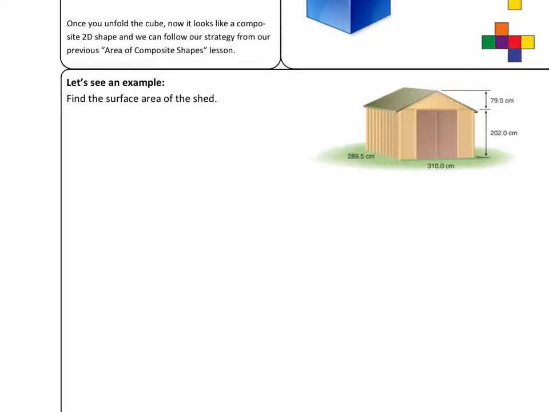We're going to go back to that shed example that I used in the previous lesson. So we're going to find the surface area of this shed. The very first thing I want you to do is unfold it. It's really helpful if you're able to draw it flattened out, and then you can see all the different sides. So here's what I'm going to do.